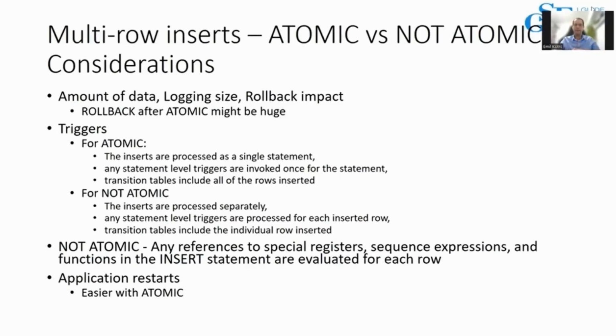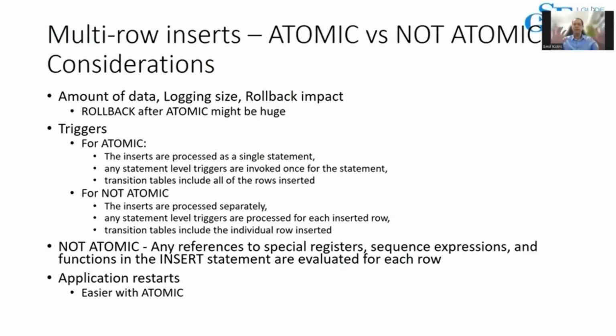Because really it's like a single statement, all or nothing. So any statement level trigger is invoked only once for the statement. Transition tables include all the rows that were inserted, right? So it's all. For not atomic, it's different because the inserts are processed separately. So any statement level trigger is processed for each inserted row, and transition tables include individual rows inserted.